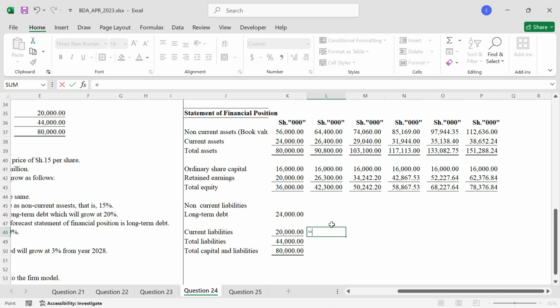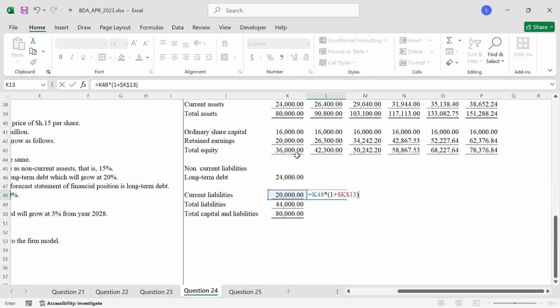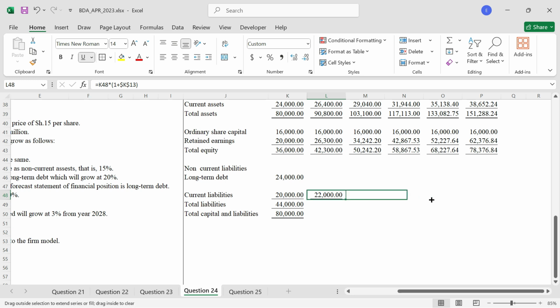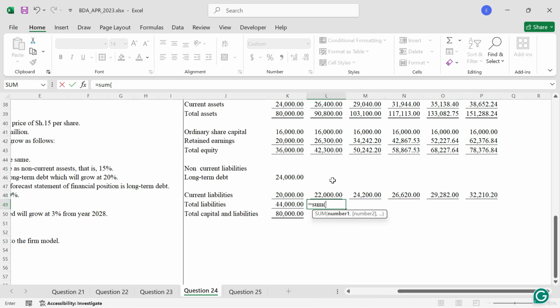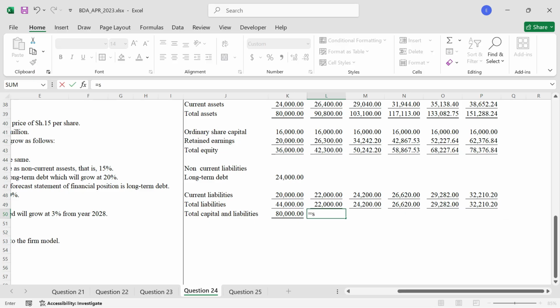I have a growth rate for current liabilities equal the previous year multiplied by 1 plus my growth rate of 10%, which I lock. My total liabilities will be the sum of long-term debt and current liabilities, in as much as I don't have long-term debt yet. Then the total capital and liabilities will be the sum of my total equity and total liabilities.